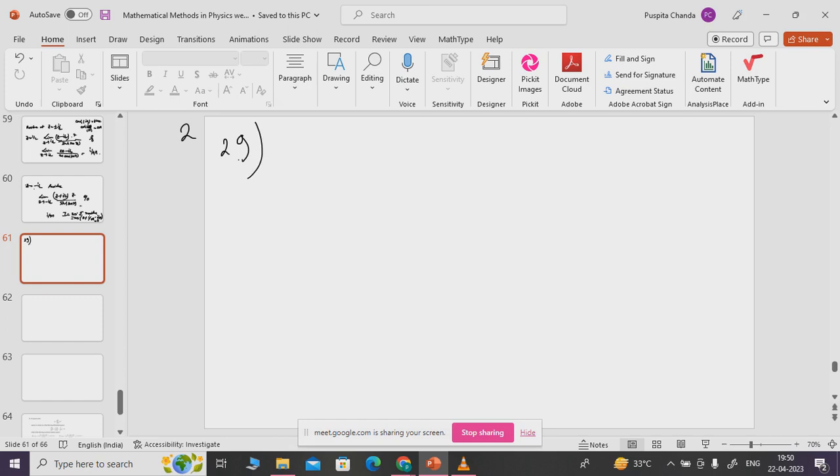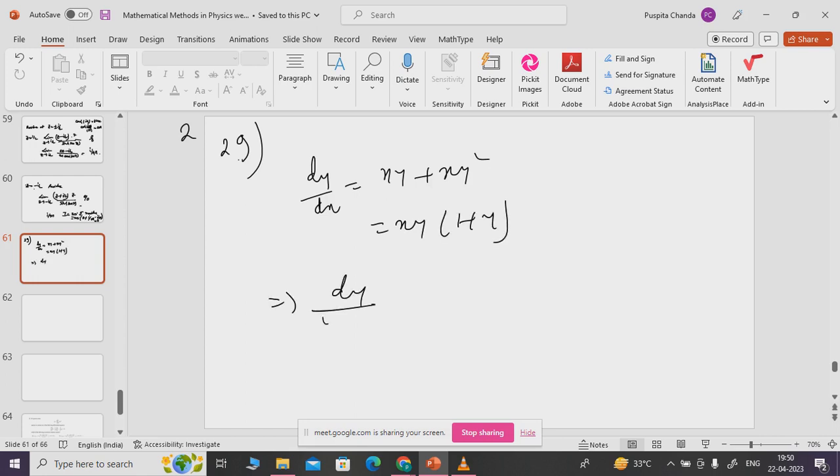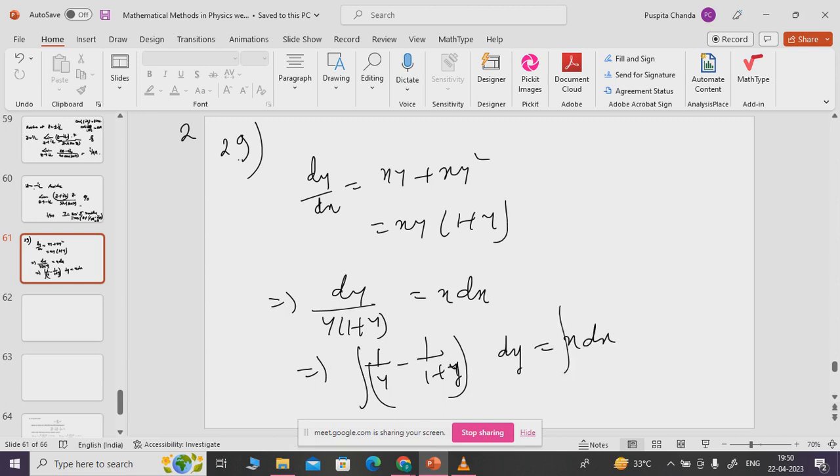The next question, 29. It is dy by dx equal to xy plus xy square. It is common, like y into 1 plus y, and then separation of variables, it is dy by y into 1 plus y equal to x dx. So it can be written like this, which will give dy by y(1 plus y) is equal to x dx, and the integration will give us ln of y by 1 plus y is equal to x square by 2 plus ln c.